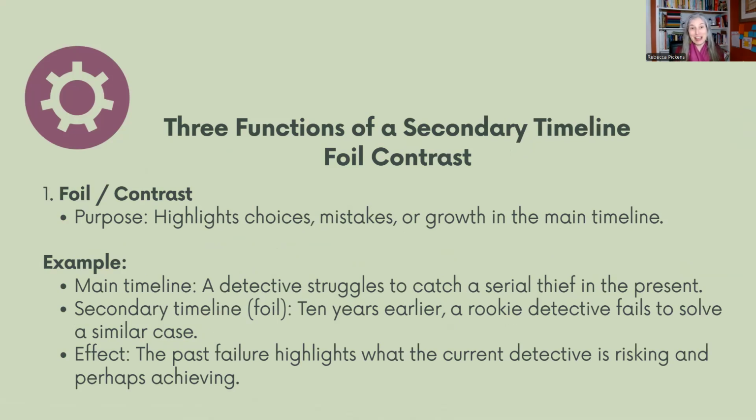In your secondary timeline, your foil timeline, we can take a look at 10 years ago at this detective or perhaps another detective who is maybe new on the job and makes all the mistakes that are not being made in the main timeline. And the effect is that by looking at these past failures, you're highlighting what your current detective in the here and now is doing exactly right, how they are turning these circumstances around and having success.